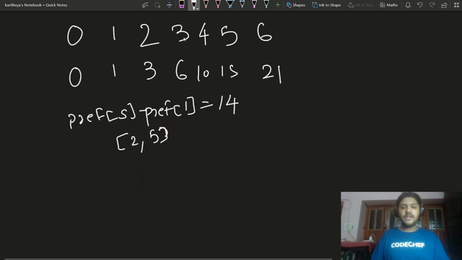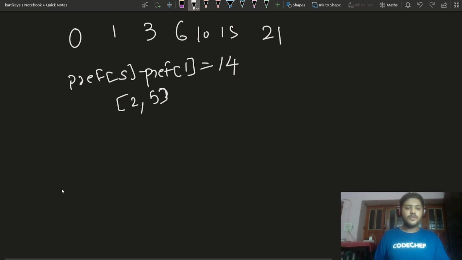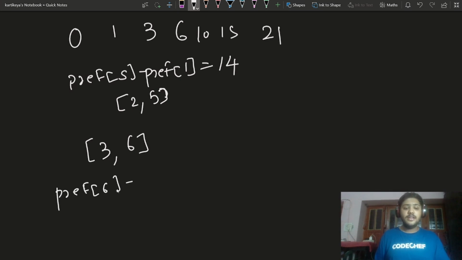Now let's assume that we want the sum of numbers from 3 to 6. So if we want the sum of numbers from 3 to 6, what can we write? Prefix of 6, the sum of the first 6 numbers. And in the first 6 numbers, we don't want what numbers? We don't want the first two numbers. So we will just write this. So this would be the sum of 3 to 6. Okay, now we got it.